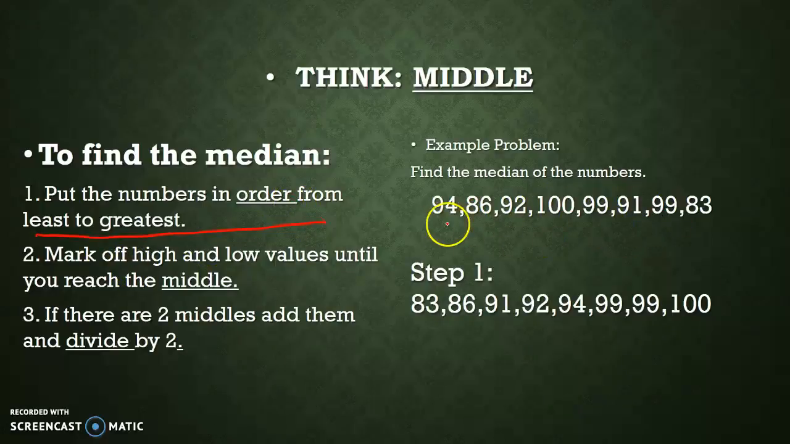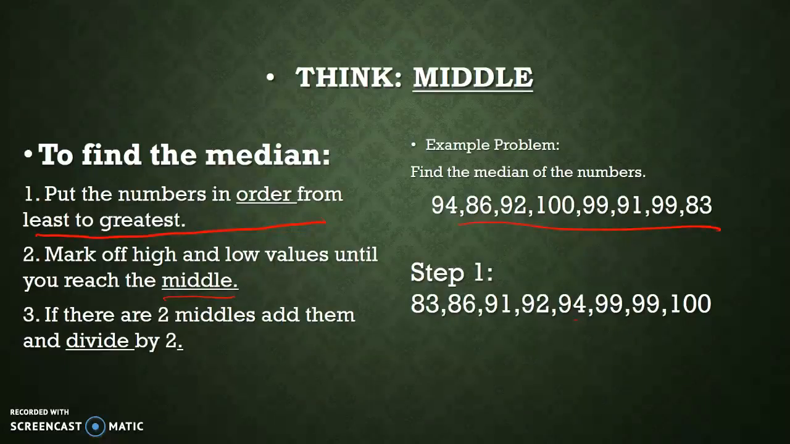So I took all the numbers that were right here. Okay? And I put them in order from least to greatest. So 83, 86, 91, 92, 94, 99, 99, 100. Okay? Second step is to mark off high and low values until you reach the middle, which is where that goes there. So I'm going to let you pause and put them in order really quick. So if you need to pause, go ahead and pause right now.